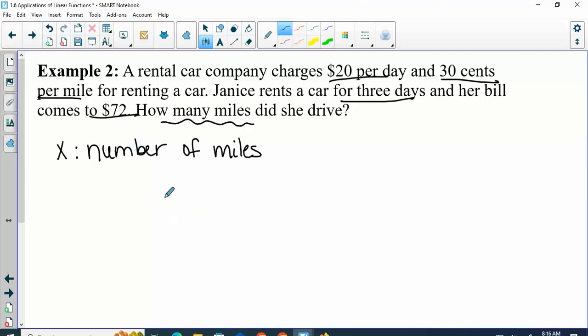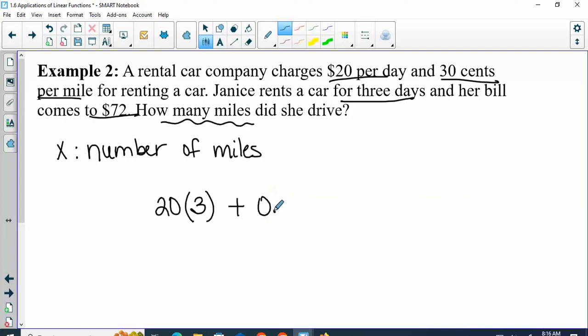Okay. We pay $20 every day, and she rented it for 3 days. So we'll have 20 times 3. So we have to pay that $20 each of those days. And so we need to add on the cost per mile.